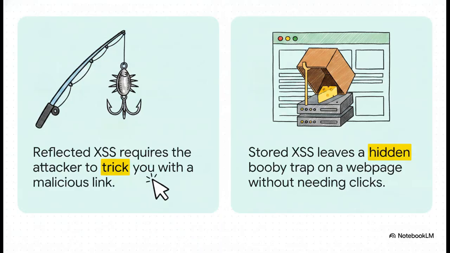Section 3. Types of XSS attacks. There are a few main categories here, but let's look at the two most common ones: reflected versus stored XSS. Reflected, or non-persistent XSS, requires the attacker to trick you. They craft a special, malicious link, maybe disguise it using a URL shortener, and email it to you. The moment you click the link, your request goes to the server, and the malicious script is immediately reflected back and executed in your browser.